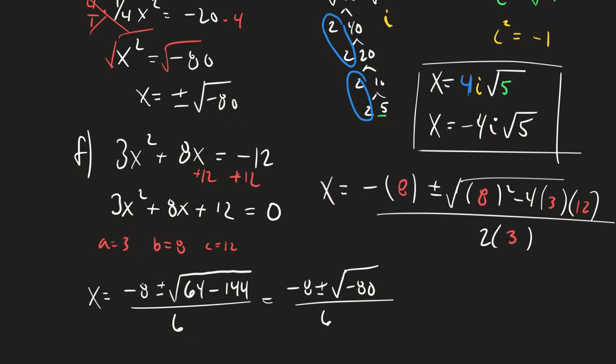I did not plan this, but notice we actually had negative 80 up here, so we actually already know how negative 80 is going to reduce. It's equal to 4i radical 5. So I'm just going to do that work. So this is just going to turn into 4i radical 5. So I get negative 8 plus or minus 4i radical 5 all over 6.